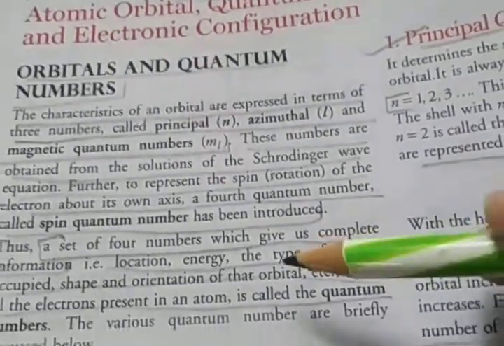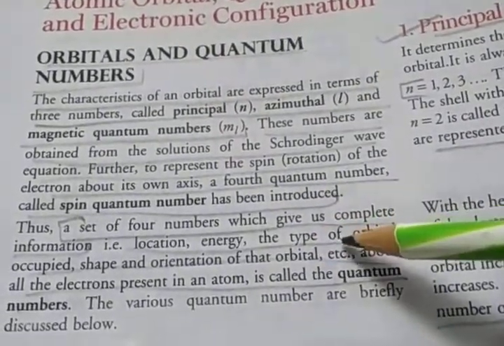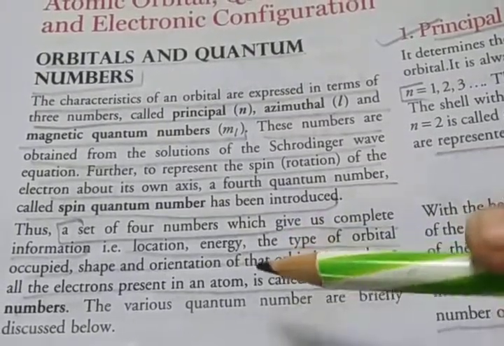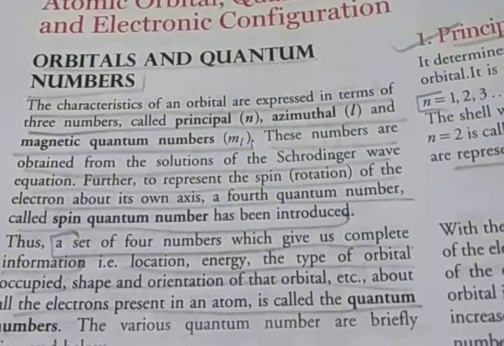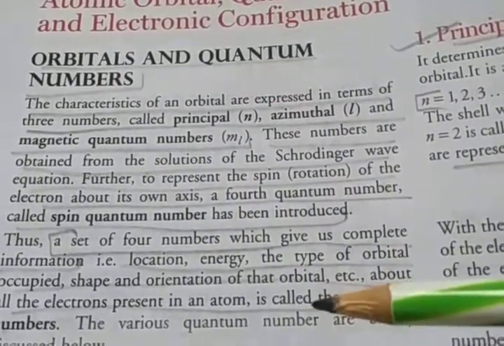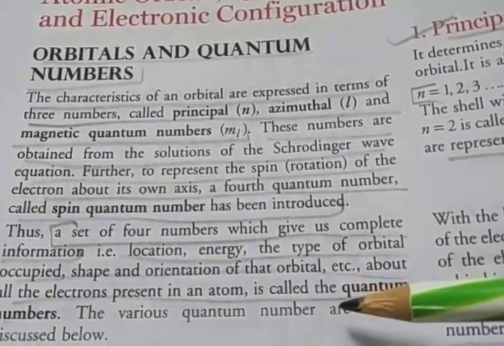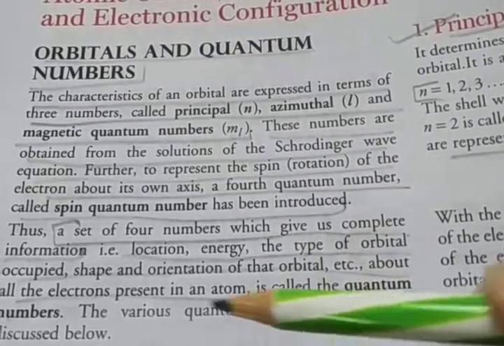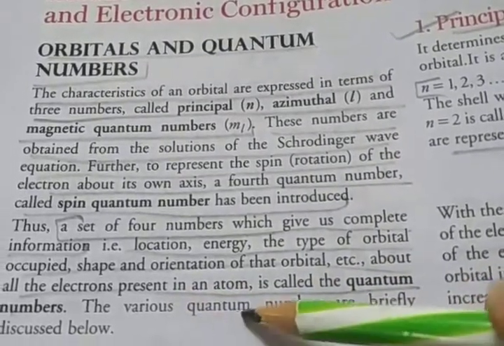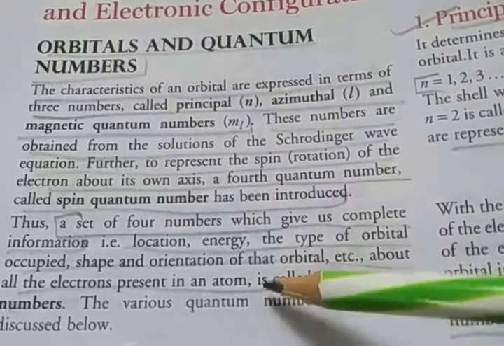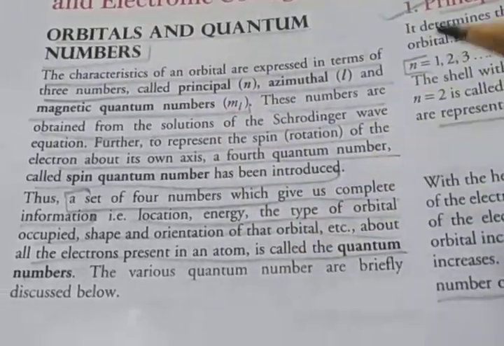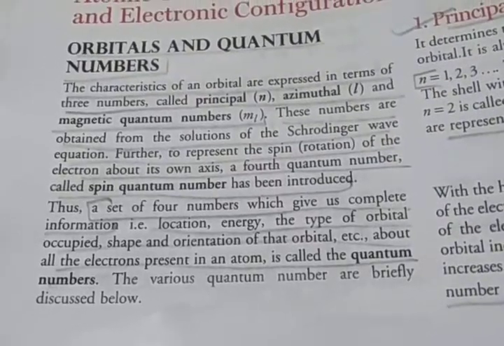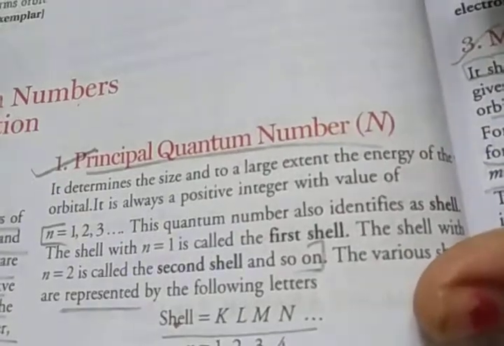A set of these four numbers gives us complete information about the location, energy and type of the orbital occupied, its shape and orientation, and all about the electrons present in an atom. So these are known as quantum numbers. Various quantum numbers I will briefly explain. First one is the principal quantum number.